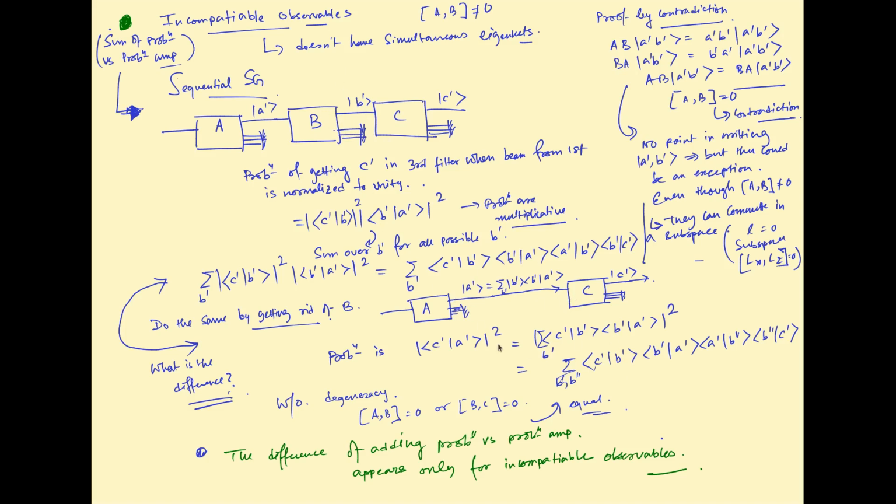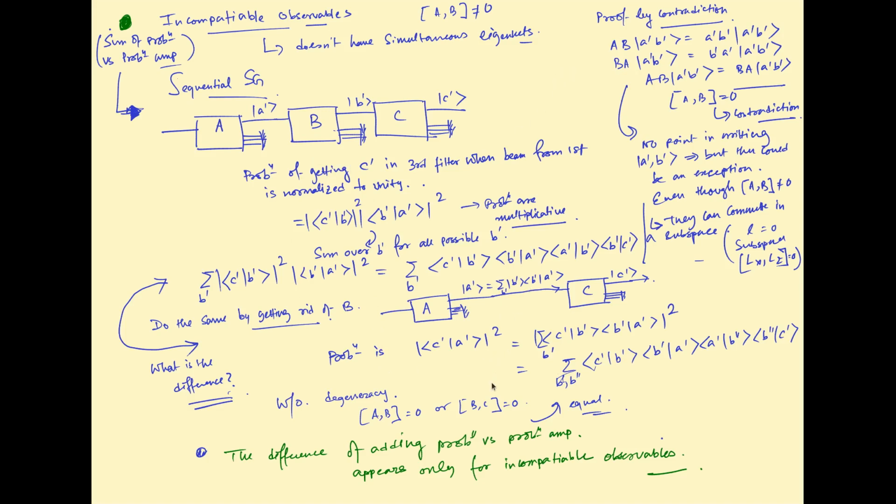So, this is like a coherent sum or a superposition, and this is an incoherent sum, or a sum of probabilities. These two cases are clearly defined. So, how is it related to compatibility and incompatibility?